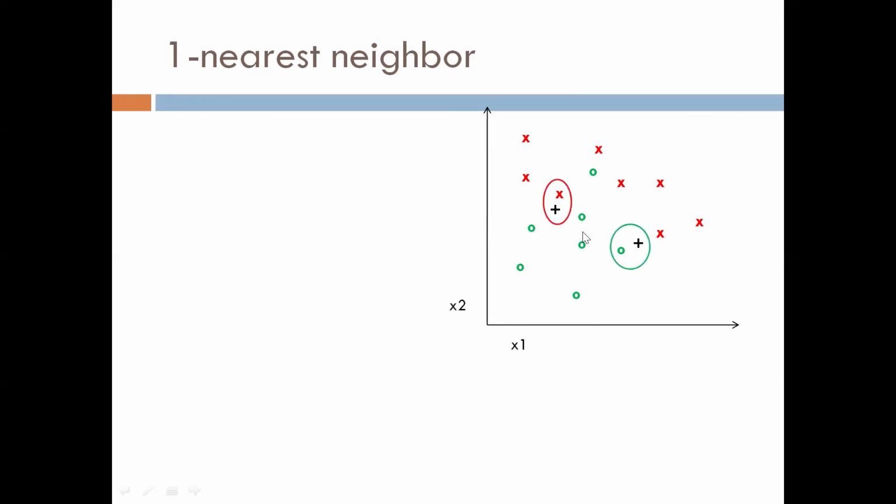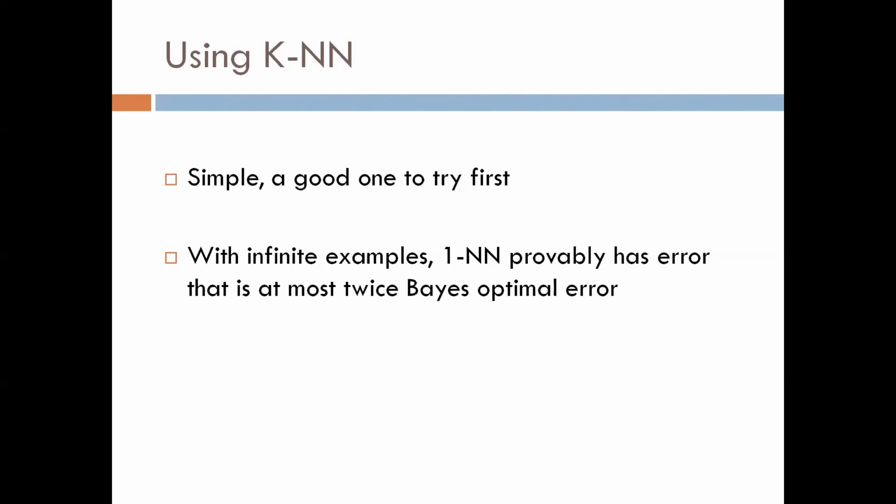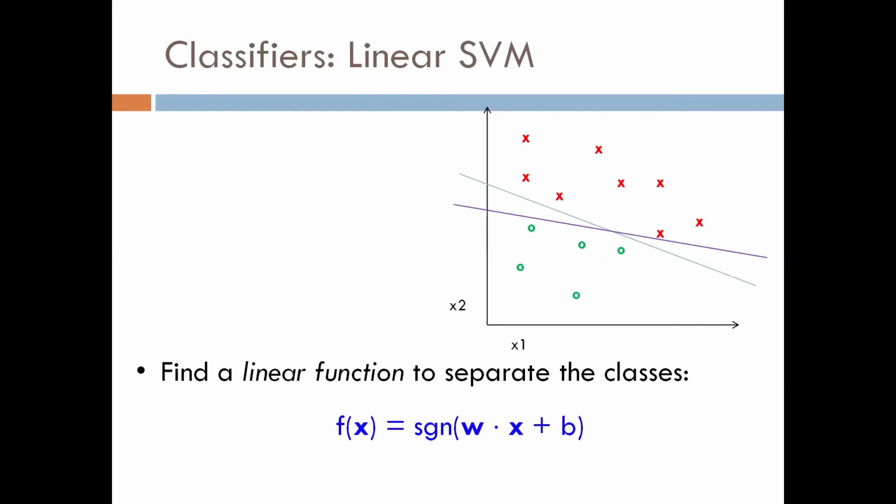So which category will it see? If I'm seeing only one neighbor, then it is the case of red and green. If I'm seeing two neighbors, then both are coming in the green zone. Okay, so you can go for 3 neighbors, 4. So the decision of the size of the neighborhood is also important. Simply you can do hit and trial. With infinite examples, one nearest neighbor probably has an error that is almost twice the Bayesian optimal error.